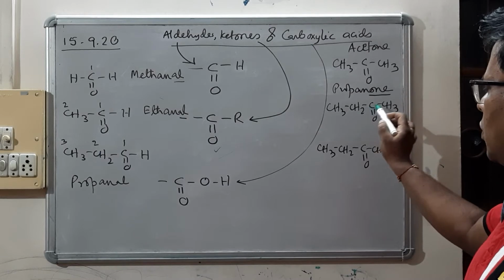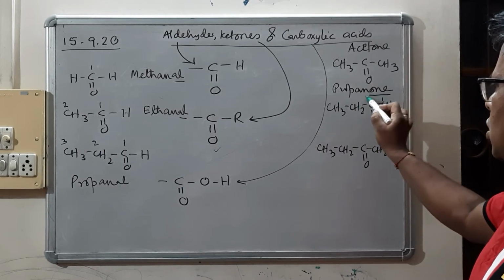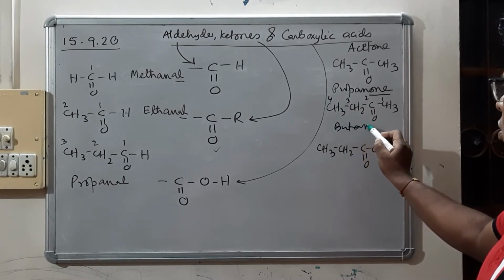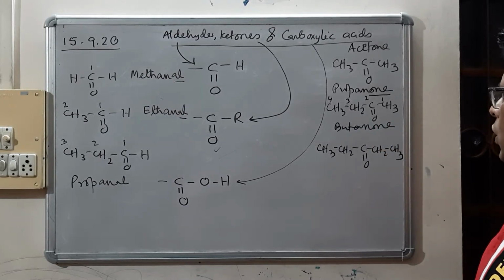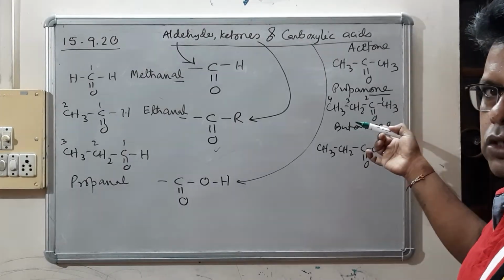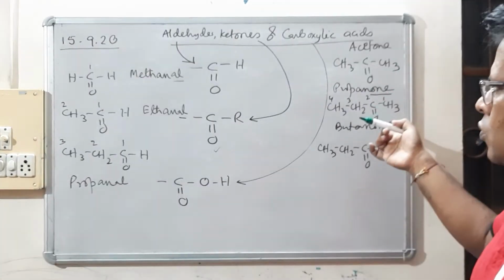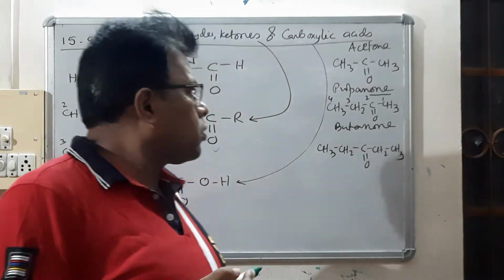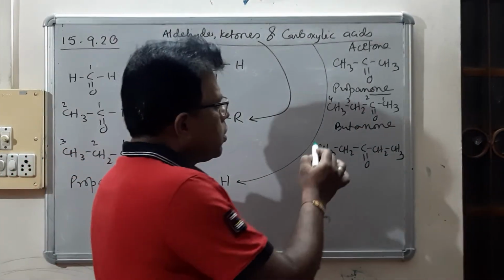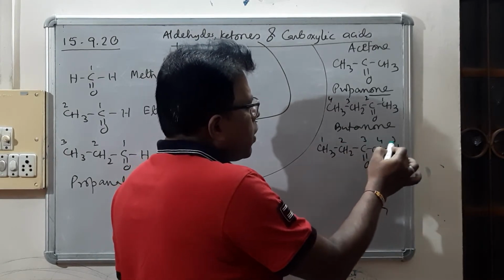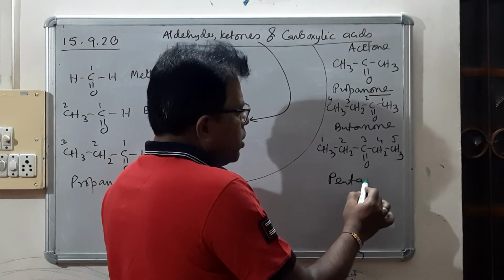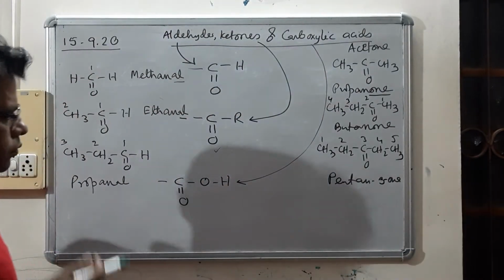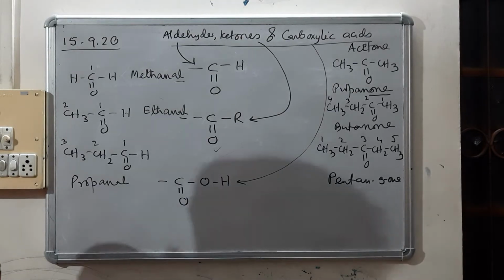The name of this compound will be, the longest chain is 1, 2, 3, 4. So it will be butanone. If you want to write butan-2-one, then also it is okay. If you don't want to write, then also it is okay, because in butanone it is understood that it will be at the 2 position. So this is butanone, and this one is 1, 2, 3, 4, 5. So this name should be pentan-3-one. So in this way, ketones are named.